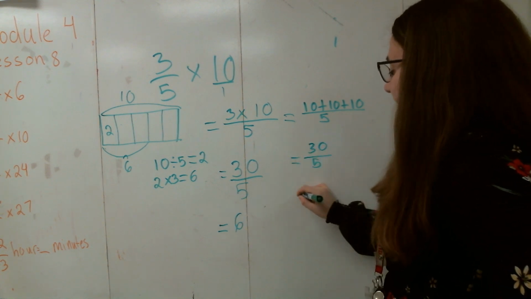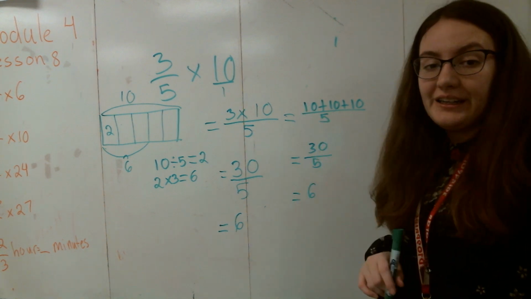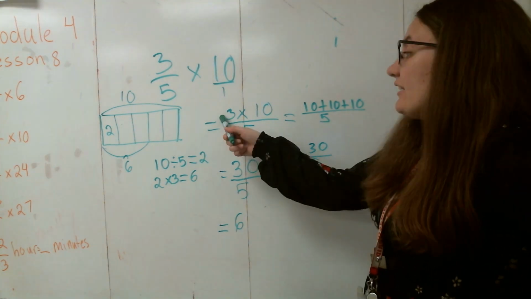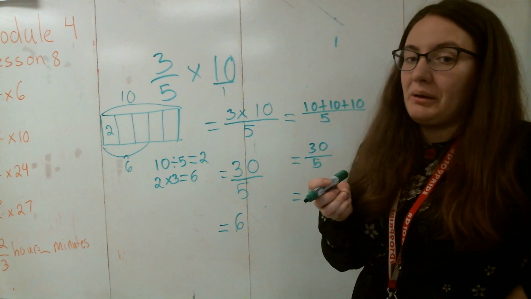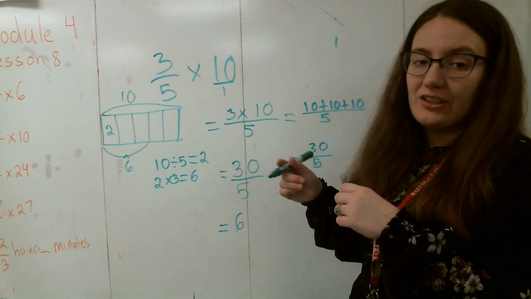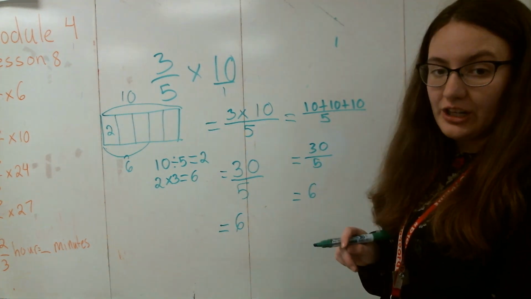and then again I would have to do 30 divided by 5 and get 6. This repeated addition way is a little bit easier if you are multiplying numbers that you don't know how to multiply, or maybe they're really big and you're not sure how to do it. So that might be a reason why you use this repeated addition strategy.